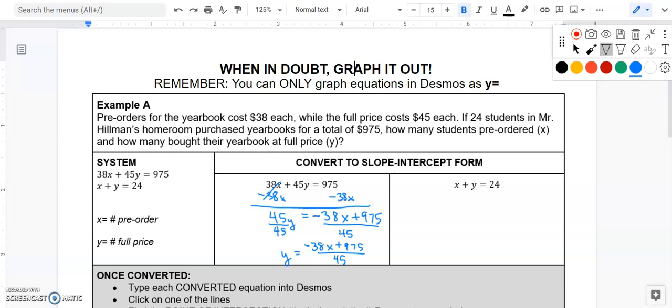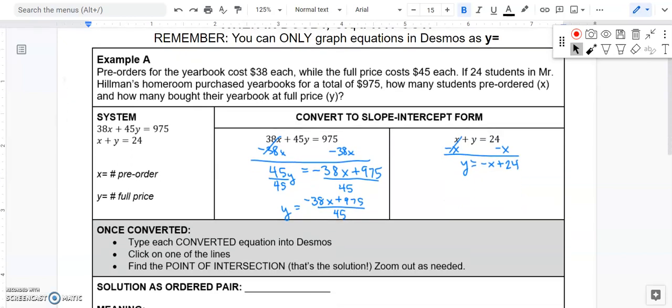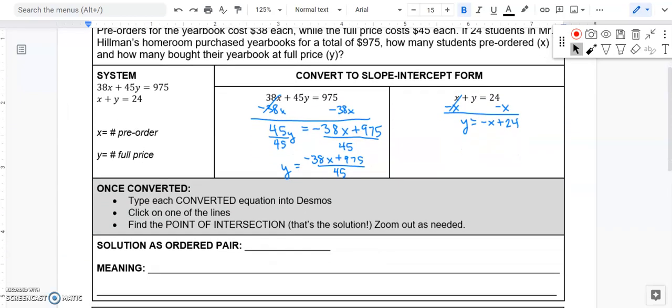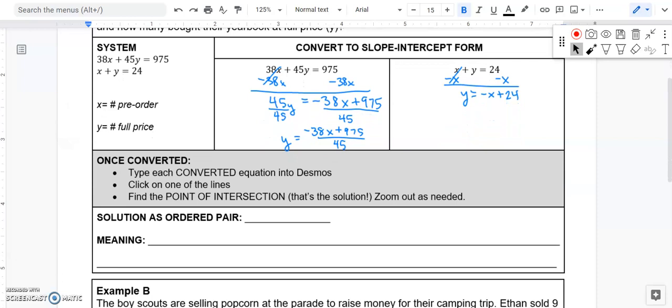All right, so let's look at the other one, x plus y equals 24. Zero out x. So y equals negative x plus 24. I'm already at 1y equals, so I'm done with that equation, okay? So then what we do from this point is we're going to follow these directions right down here, okay?